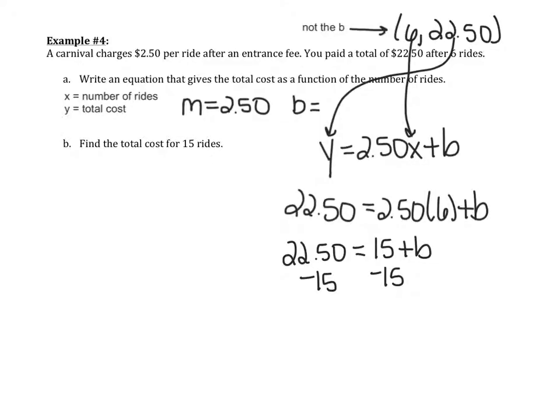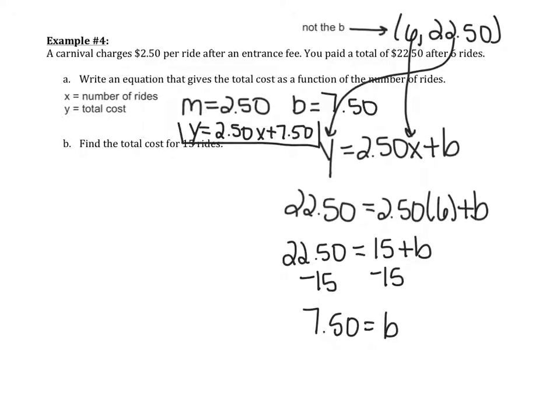$22.50 minus $15 is $7.50. And now I have the b. So I have $2.50 for the slope and $7.50 for the y-intercept. So I would have y equals $2.50x plus $7.50 for my final equation.